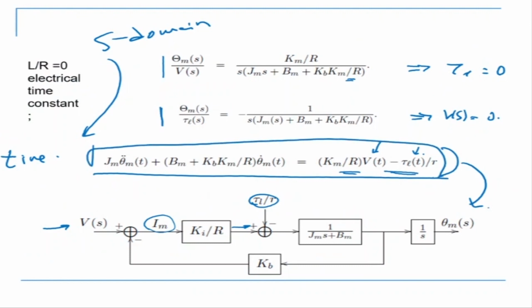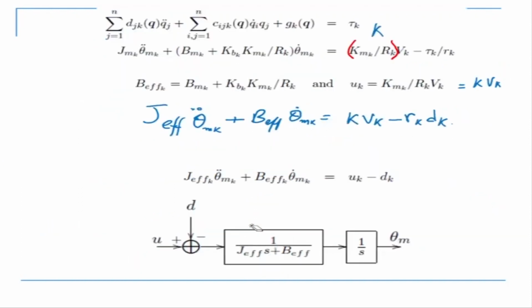So we are getting this block diagram, which has two inputs. One input is Vs, the other input is tau L. Now, what we need to do is add a controller.